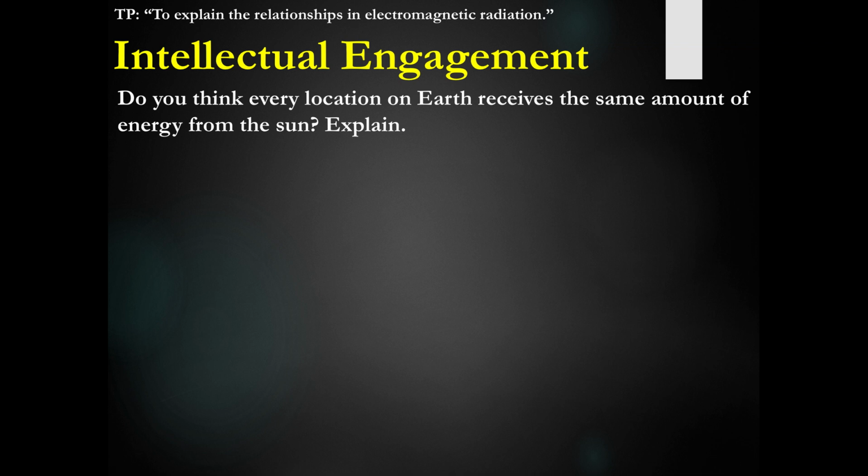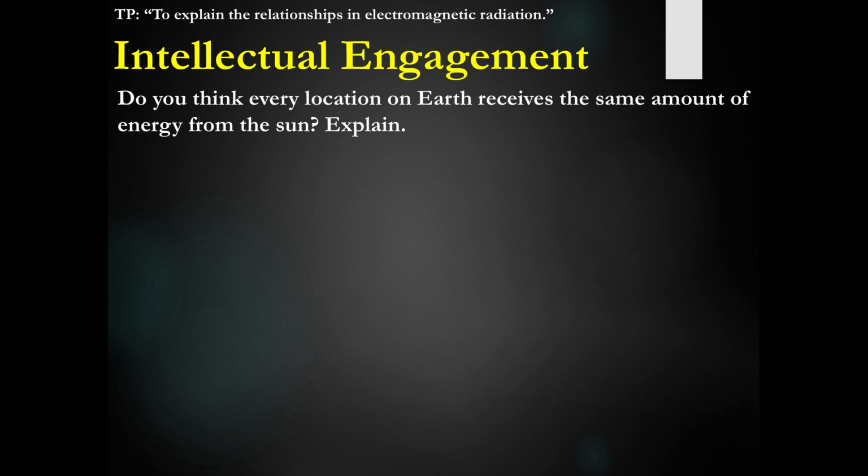Okay, thank you. So do you think every location on Earth receives the same amount of energy from the sun? Explain. All right, no, we don't. If you think about the sun's path, we mentioned the direct ray of insolation, right? Insolation is incoming solar radiation, and it hits the tropics. Tropics are in between the Tropic of Cancer, which is 23.5 degrees north, and the Tropic of Capricorn, which is 23.5 degrees south.